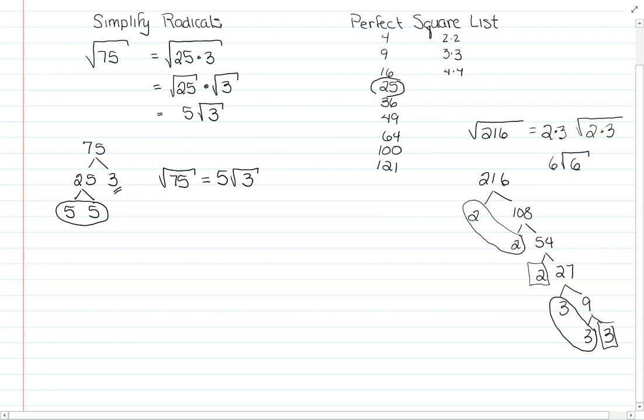I would have gotten the same answer had I used my perfect square list and seen that 36 divides into 216. So the square root of 216 is divisible by 36, and when you do that division, you get 6. So it's the square root of 36 times the square root of 6. The square root of 36 is a perfect square, so it's just going to be 6, and then the square root of 6 stays under.